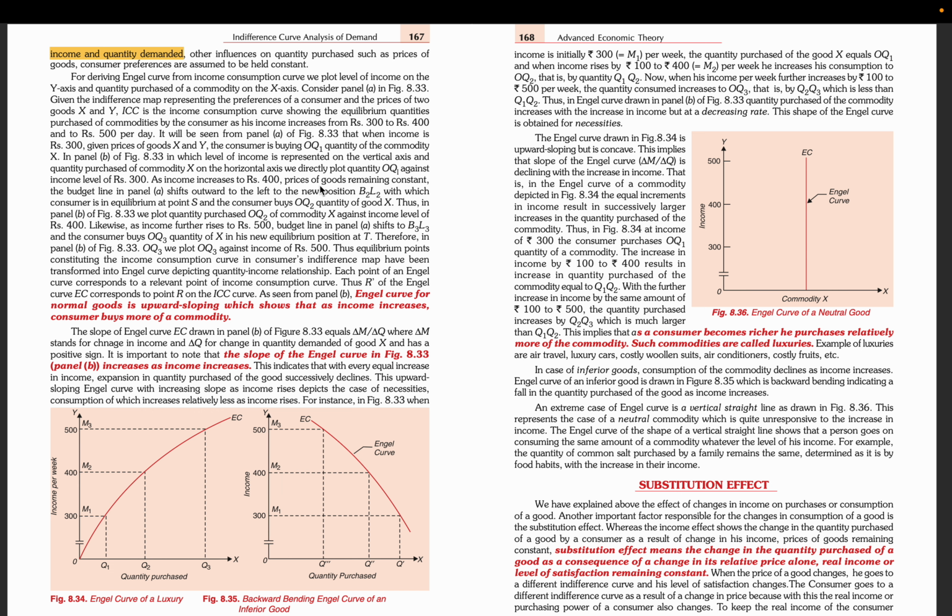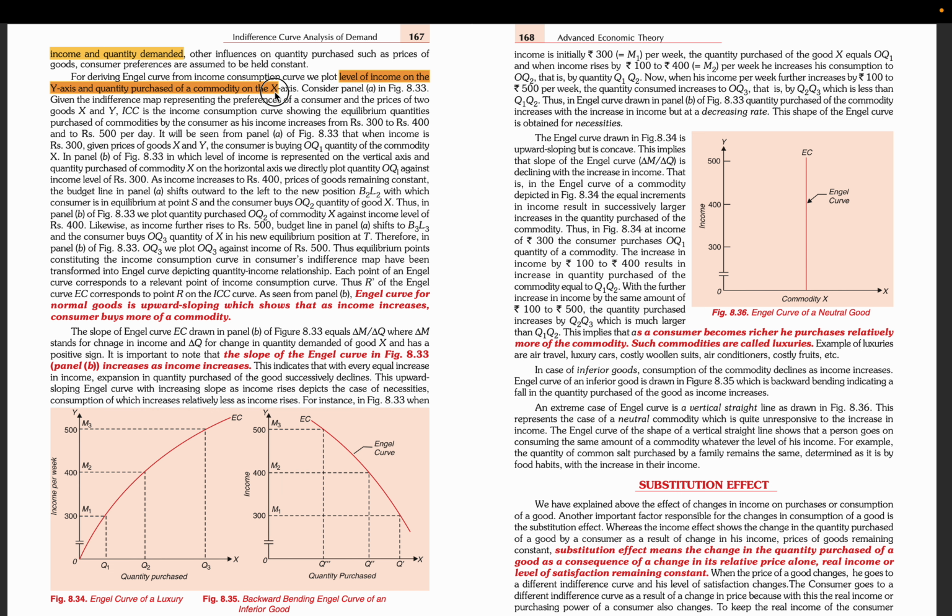Other influences on quantity purchased, such as price of goods and consumer preferences, are assumed to be constant. For deriving the Engel curve from the income consumption curve, we plot levels of income on the y-axis and quantity purchased of a commodity on the x-axis.